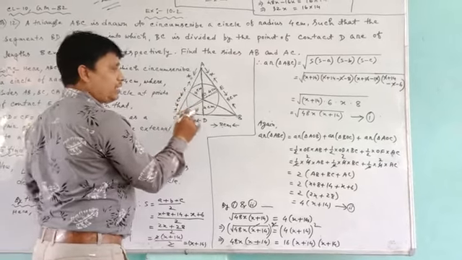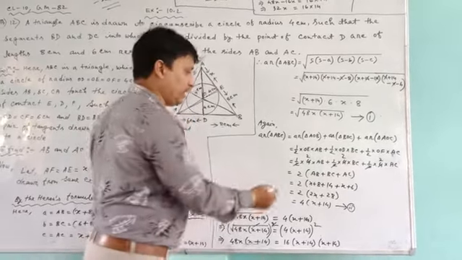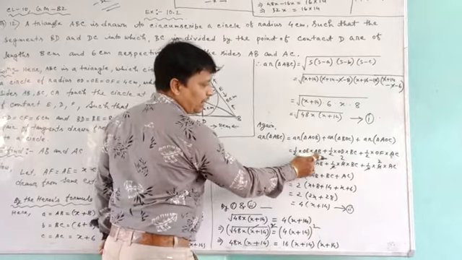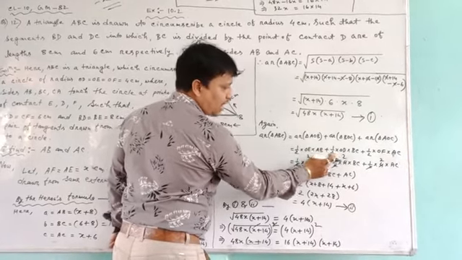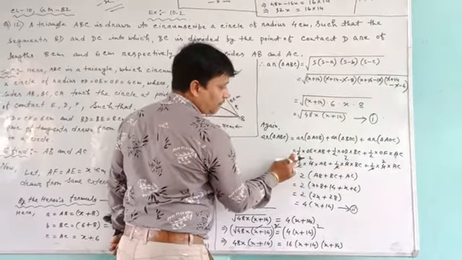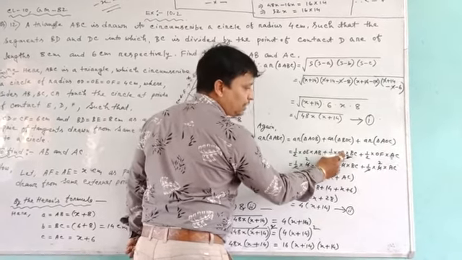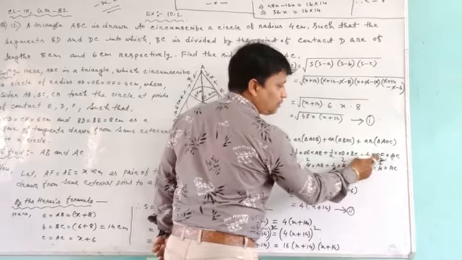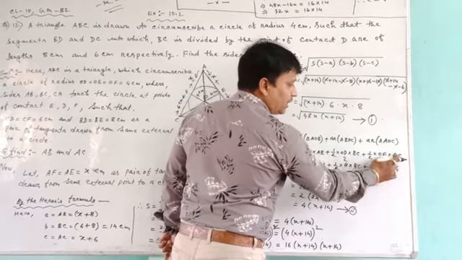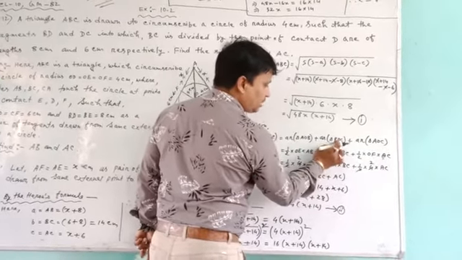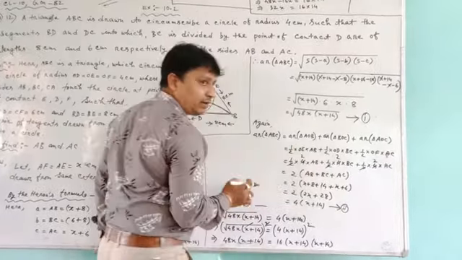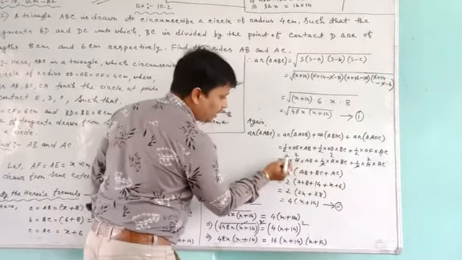Is it not? And these things you have put here just to see. Half into base into height for this triangle, plus half into base into height for this triangle, plus half into base into height for this triangle. Written? Next step.